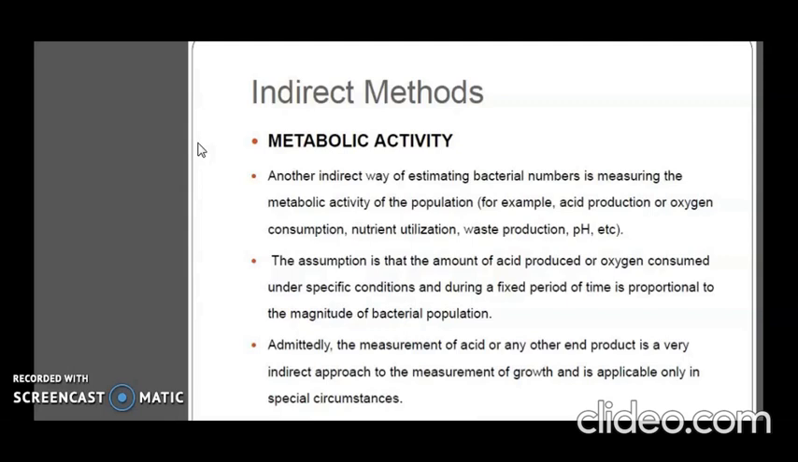And the measurement of acid or any other end product is a very indirect approach to the measurement of growth and is applicable only in special circumstances. We can also use specific enzymes that can be assayed to measure the cell growth.